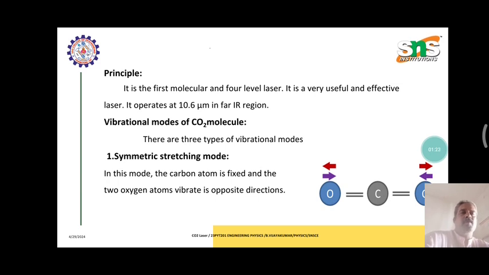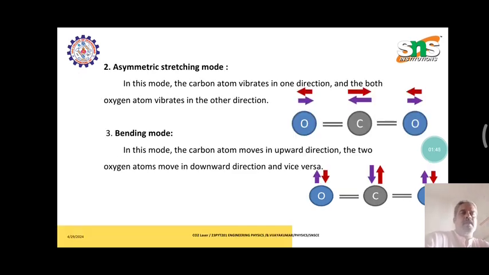The vibration modes of the CO2 molecule are three: the symmetric stretching mode, the asymmetric stretching mode, and the bending mode. In the symmetric stretching mode, the carbon atom is fixed and the two oxygen atoms vibrate in opposite directions. In the asymmetric mode, the carbon atom vibrates in one direction and both oxygen atoms vibrate in the other direction. In the bending mode, the carbon atom moves upward and the two oxygen atoms move downward.